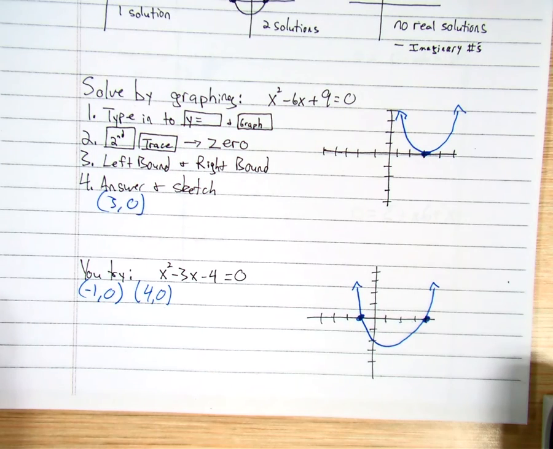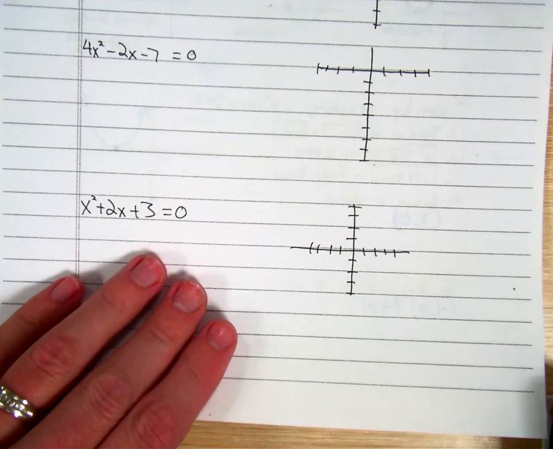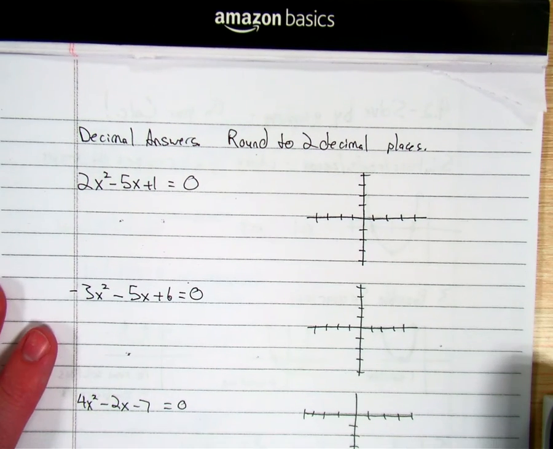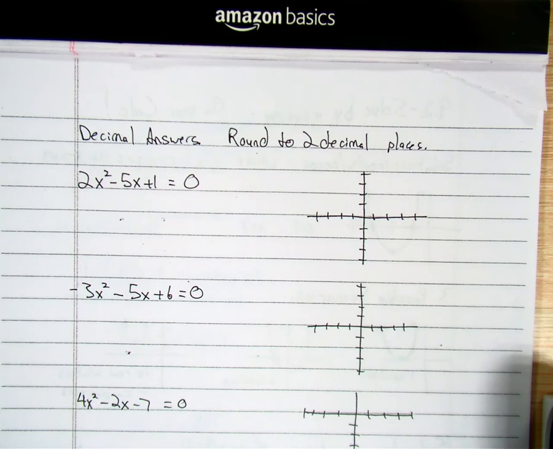Let's do one more together. Okay. On the back side here of the notes, we got lots of them we can do. We're going to do one more because it's going to have decimals. Not everything comes out pretty. Let's get one with some decimals.